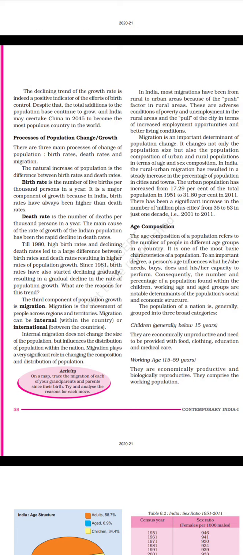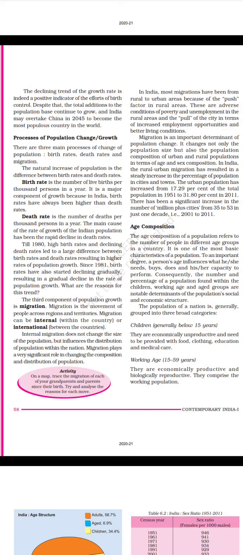The urban population has increased from 17.29% of the total population in 1951 to 31.80% in 2011. There has been a significant increase in the number of million-plus cities from 35 to 53 in just one decade, that is 2001 to 2011.